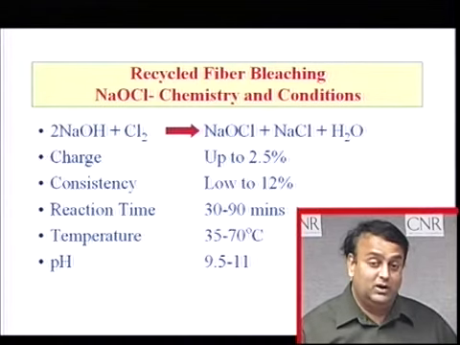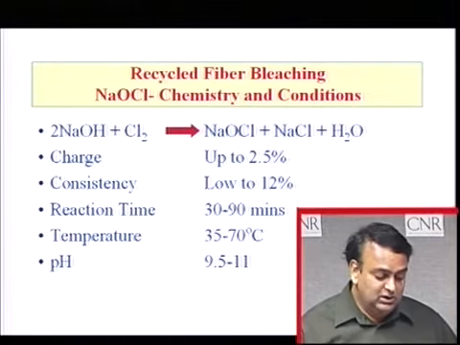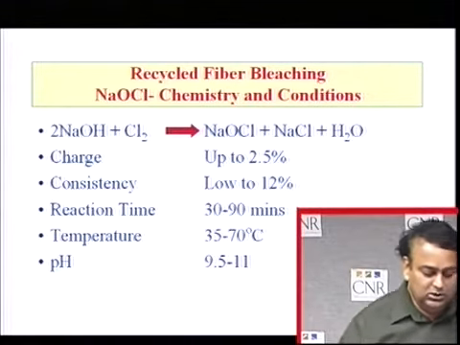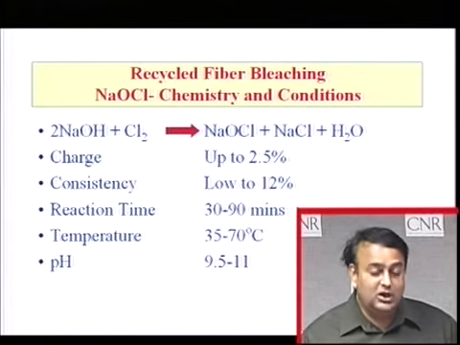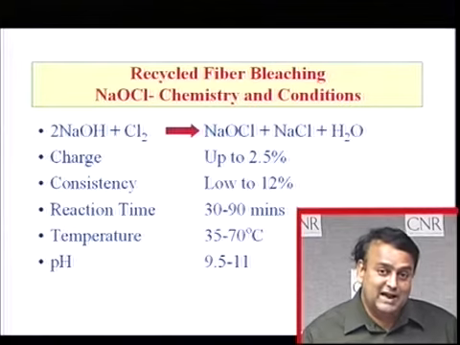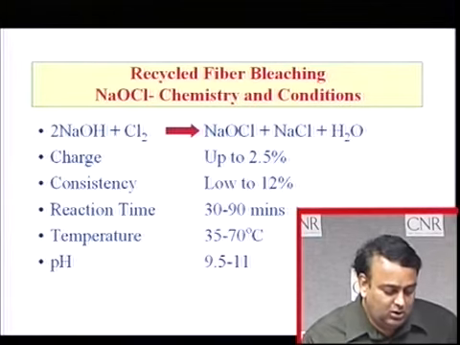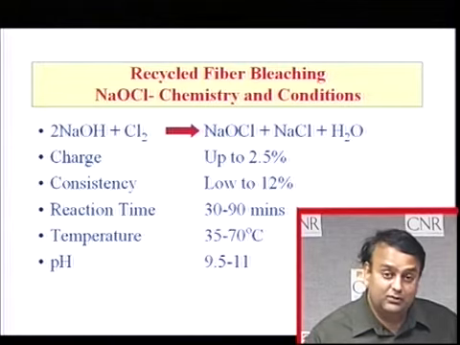So it works very well for pulper bleaching. Again, you need a higher pH, 9.5 to 11, for hypochlorite ions. Below 9.5 pH, you have hypochlorous acid, which can attack the fibers. So you need to be at a higher pH to get maximum strength out of your fibers.